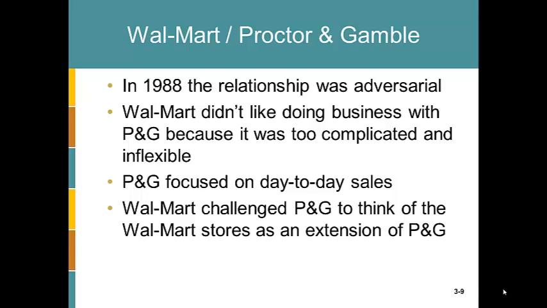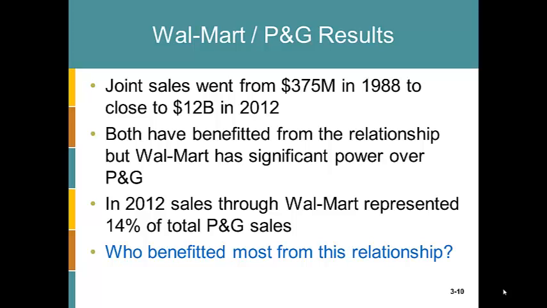So Walmart turned to P&G and challenged them to think about Walmart stores as an extension of Procter & Gamble. And what would that mean to Procter & Gamble if they were to adopt this approach to working with Walmart? The results were that in 1988, Walmart sold $375 million worth of Procter & Gamble products. By the end of 2012, this had grown to over $12 billion in sales. So both have benefited from this relationship. But what we've seen is Walmart now has significant power over Procter & Gamble.